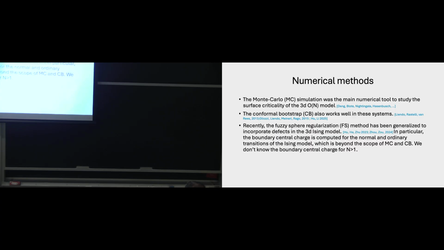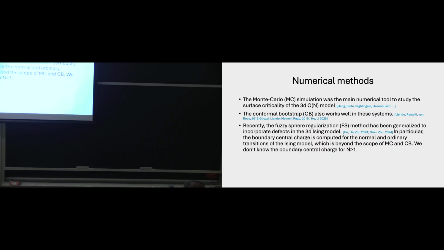Okay, these boundary criticalities of the O(N) model have been tested extensively using numerical methods like Monte Carlo simulation or, more recently, conformal bootstrap. And last year, the fuzzy sphere regularization has been generalized to incorporate defects or boundaries in the 3D Ising model. In particular, they can compute the boundary central charge, which I will review in the next slides, for the normal and ordinary boundary transitions of the Ising model. And these numbers have not been computed using Monte Carlo or bootstrap.